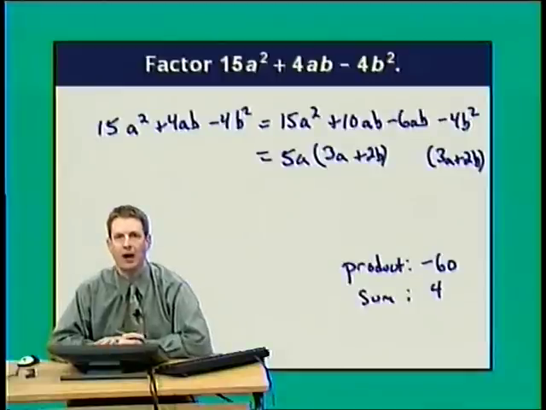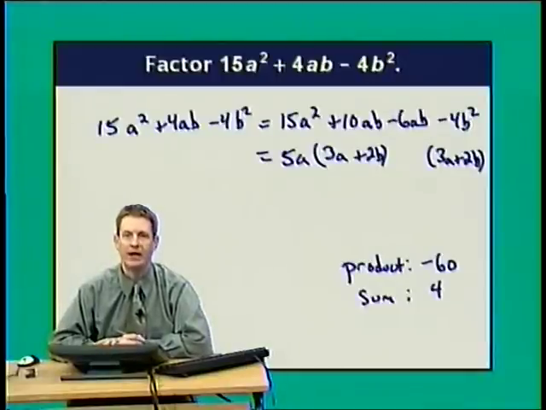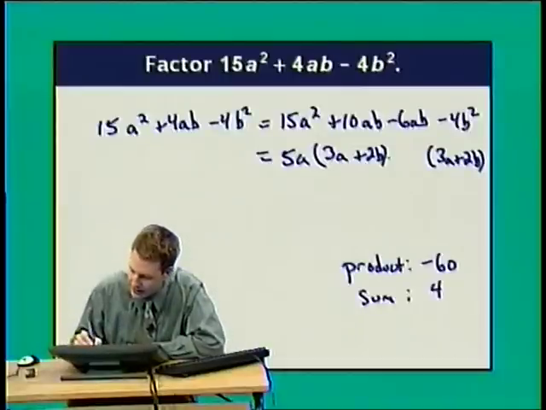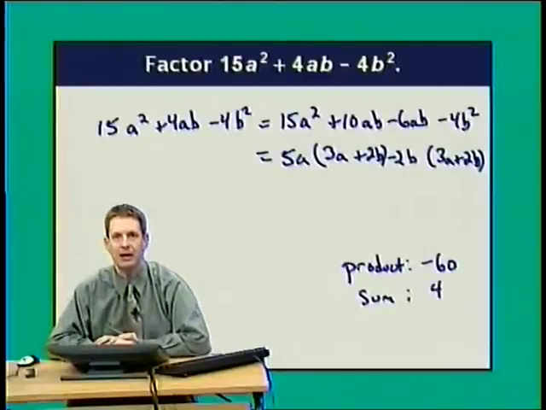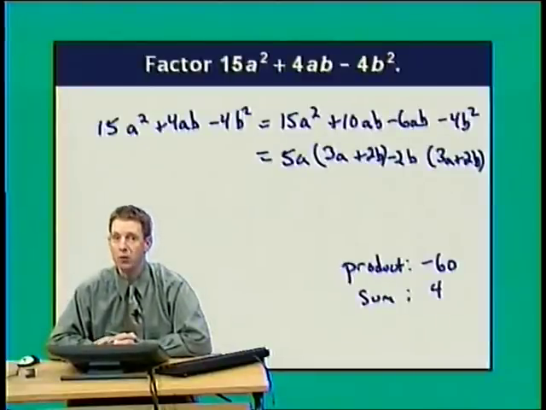Well, let's focus on negative 6ab. What do I need to multiply 3a by to get negative 6ab? Well, I need to introduce a factor of negative 2, and I need to introduce a factor of b. Now, let's just not assume that this works. Let's check.